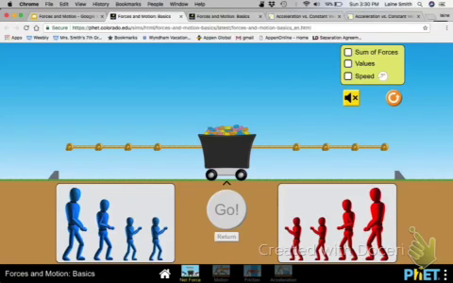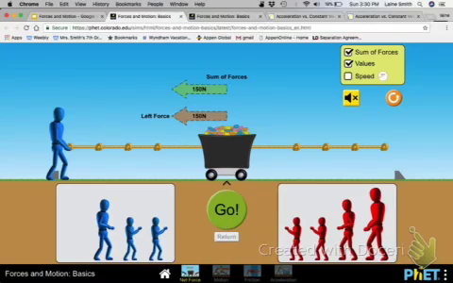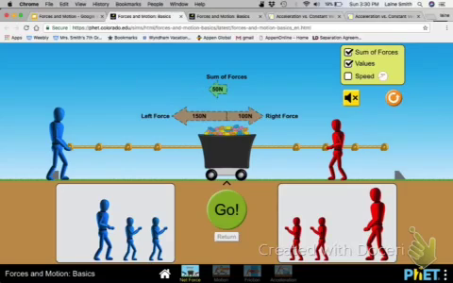Okay, so right here I'm going to put the sum of forces on so you can see that and the values that each are pulling with, and we have a little tug-of-war game going on. So we're going to put this guy up here on the left. So right now we have a leftward force of 150 newtons, and then I'll put this little guy, he's only 100 newtons, up there.